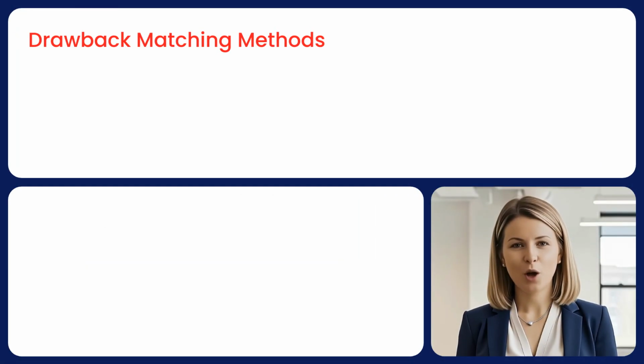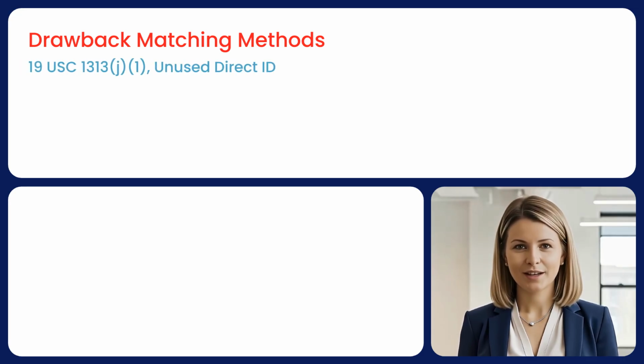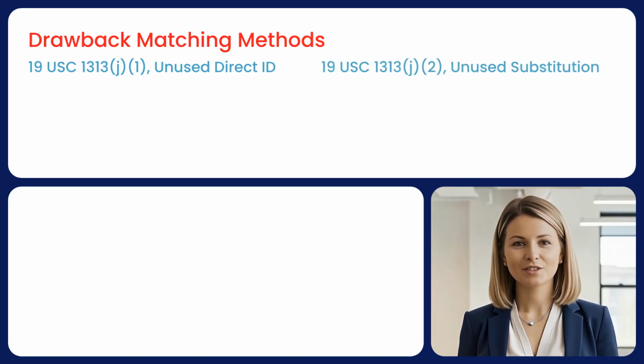Within unused merchandise drawback, there are two methods to match qualifying exports to prior duty-paid imports that designate a statutory filing provision. Those two provisions are 19 U.S.C. 1313(j)(1), known as unused direct identification, and 19 U.S.C. 1313(j)(2), known as unused substitution.